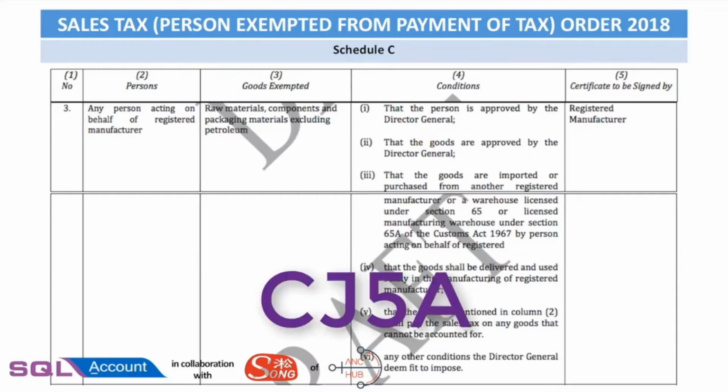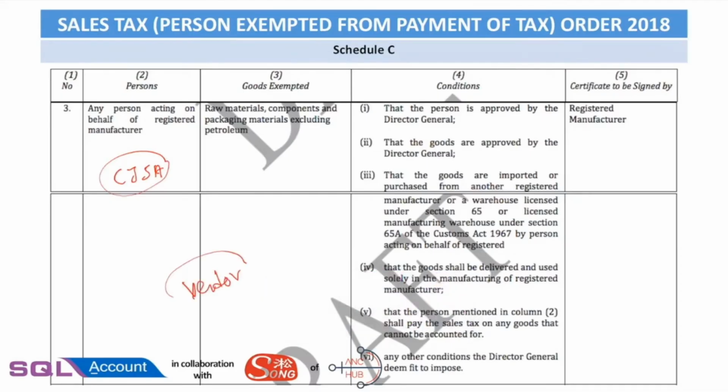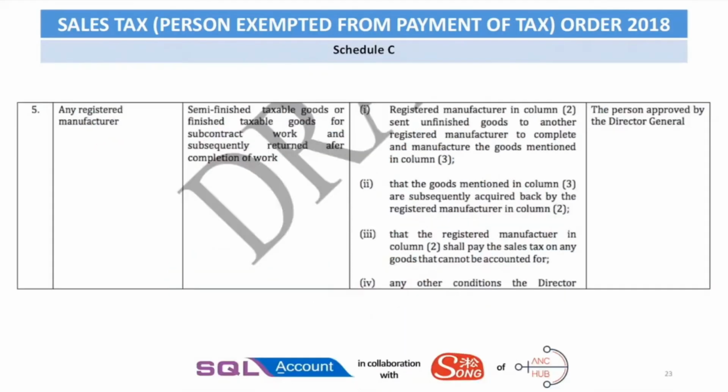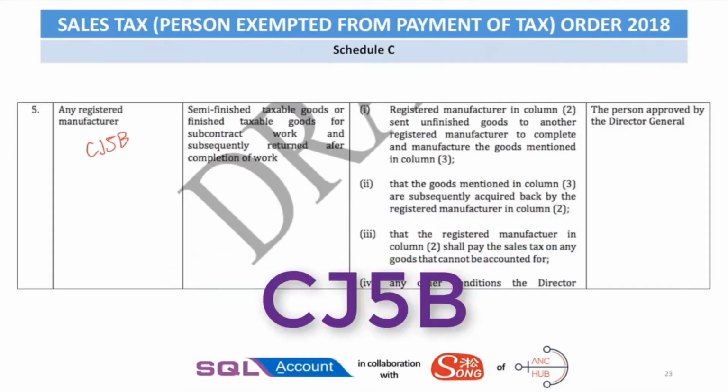Exemption number 3 talks about CJ5A. For example, let's say I'm a vendor, I'm just a middle person, I buy from B and subsequently sell to A, just a middle person acting on behalf. So when B sells to me at 100 plus 10, this is the sales tax, when I sell to A, I cannot charge sales tax. Now in that case, customs says you can always apply for CJ5A to cancel off this sales tax of 10%.